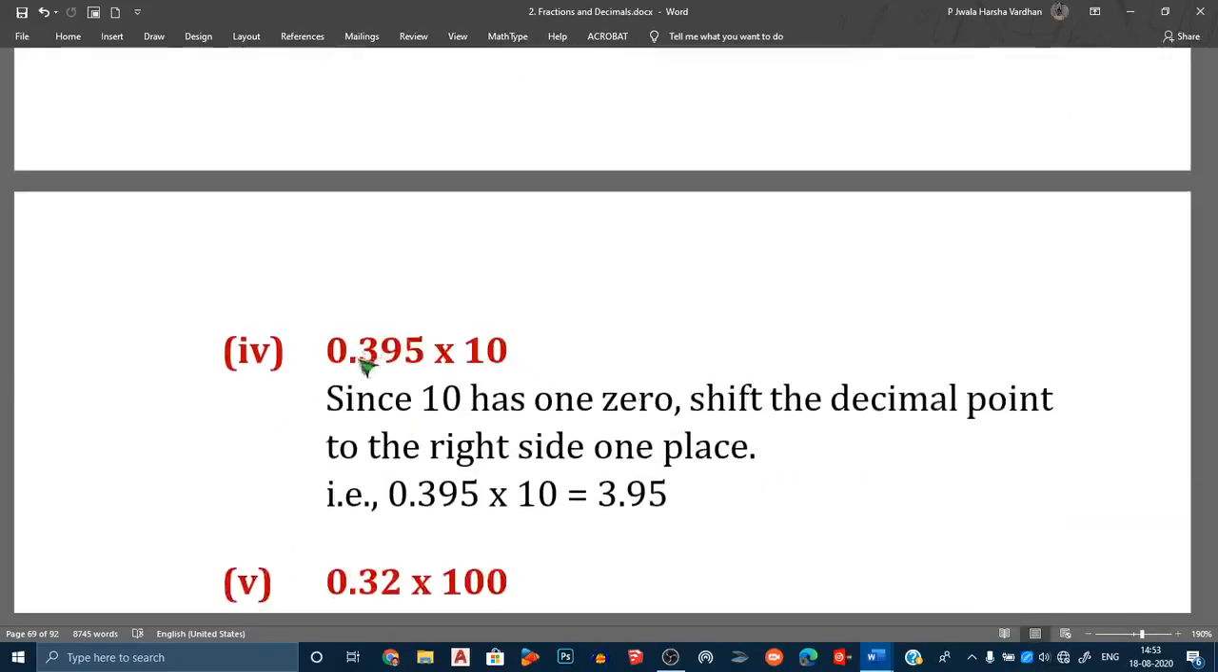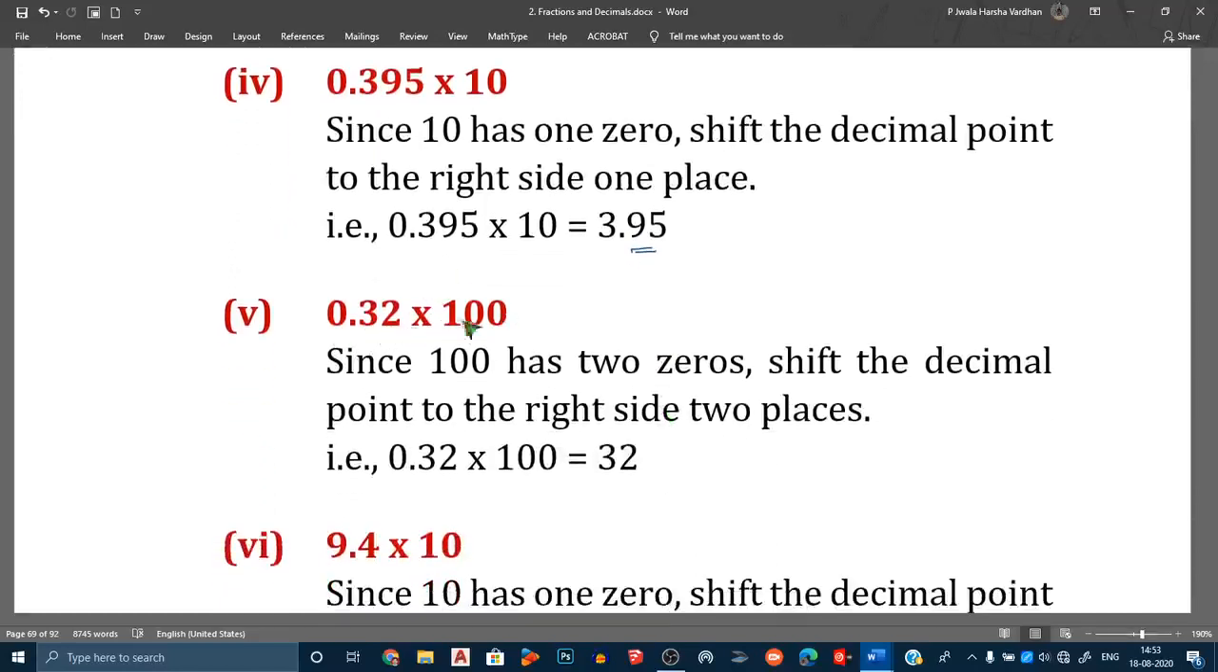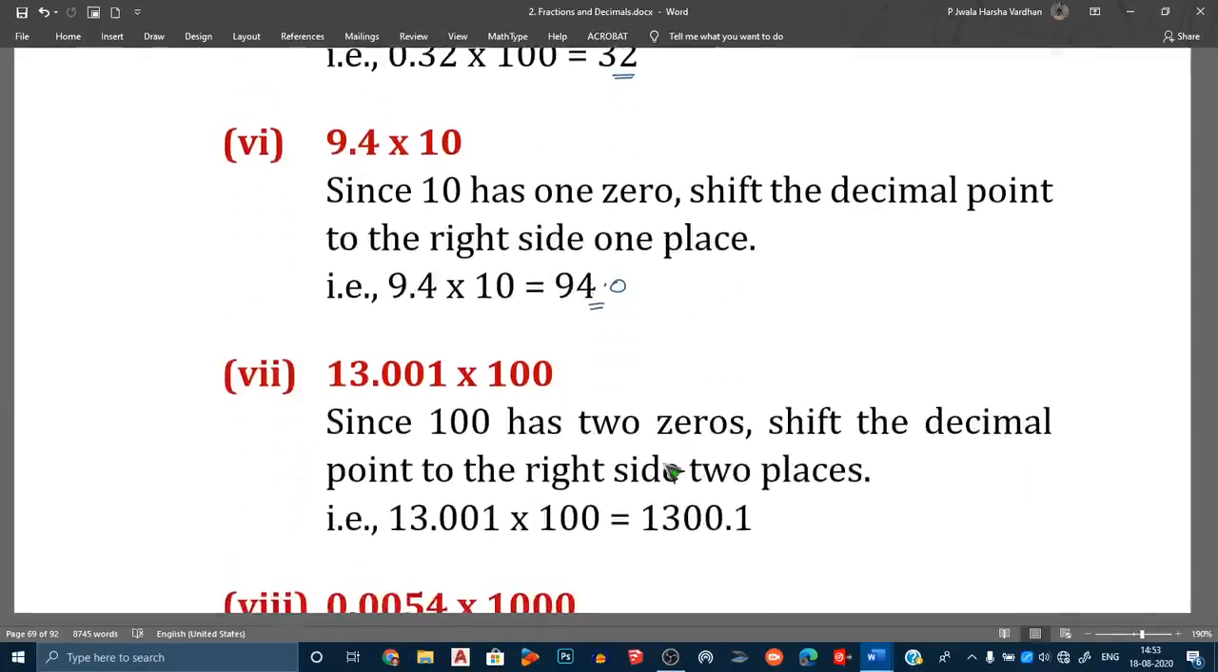So here also, this is 0.395. You can shift this to the right side. It will become 03.95 actually. So omit the 0, you will get 3.95. Now it is 0.32 into 100. Shift the point to the right side. You will get 32.0 actually, so you can write only 32. Okay, 32. Next 9.4 into 10. If it shifts to the right side, it will become 94.0, nothing but 94 only.